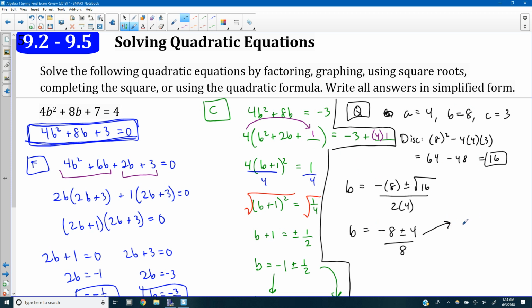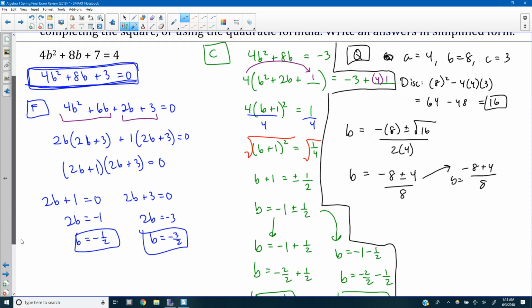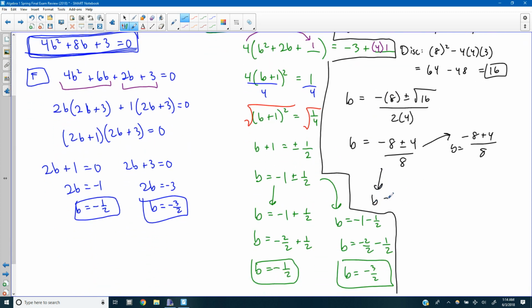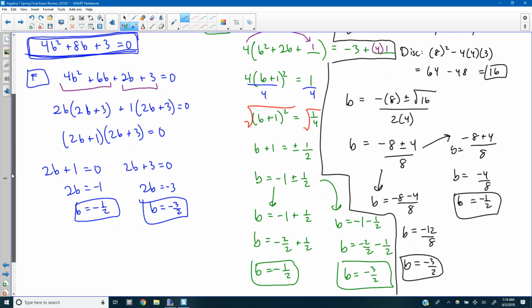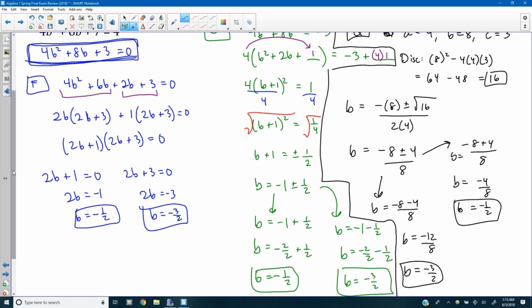So it's either going to equal negative 8 plus 4 over 8, or it's going to equal negative 8 minus 4 over 8. This one here is negative 4 over 8, which is negative 1/2. This one here is negative 12 over 8, which reduces to negative 3/2. And there's your two answers there once again. Those are the three ways I'll do that problem there. Hey, you can do it however you need to, but now you see them.